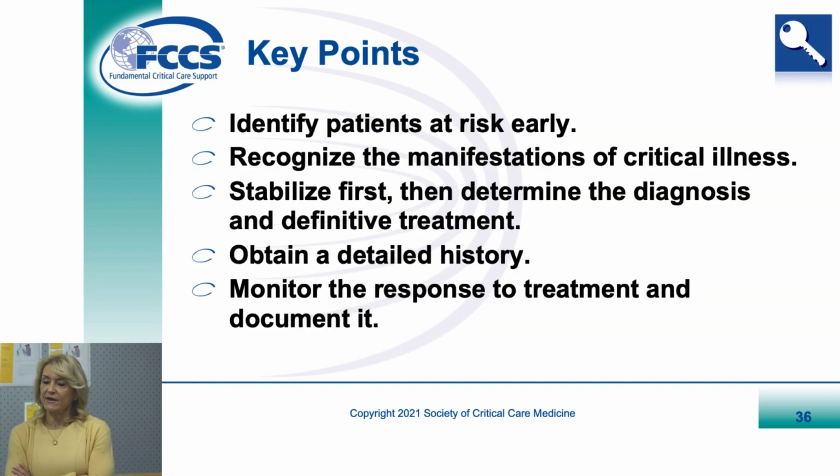So the key points of this module. Patient outcome is optimized by early identification of patients at risk of life-threatening illness. Critical illness has common manifestations on physical exam and focused laboratory assessment. Even without an initial diagnosis, the patient should be stabilized while further evaluation and treatment continue. The initial history surrounds the presenting problem. A detailed and more comprehensive history places this episode within the context of the patient's hospital course and their illness trajectory. And finally, subsequent steps are determined by the patient's response to the initial treatment.